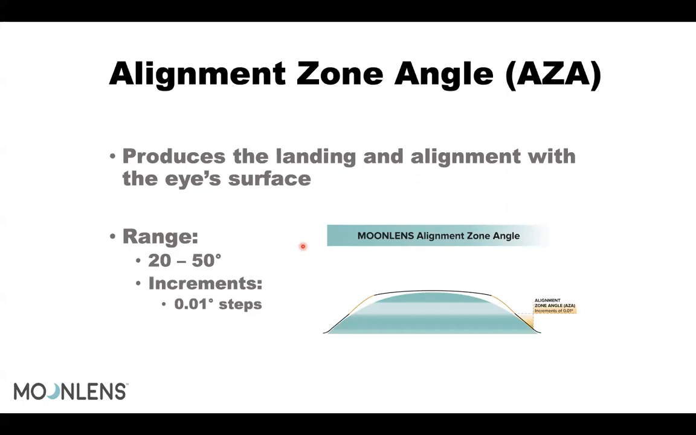So with Moonlens, you have the alignment zone, which is going to do the fit of the lens, and that's going to create the centration of the lens. That's going to depend on the angle of how much the cornea is going to flatten at the periphery, right? So just remember that the fit of the Ortho-k lens is usually made at an 8mm chord. So that is why it's very important.